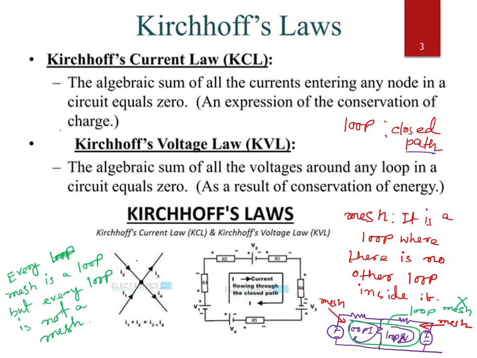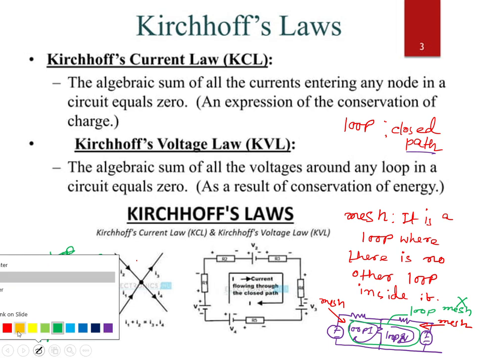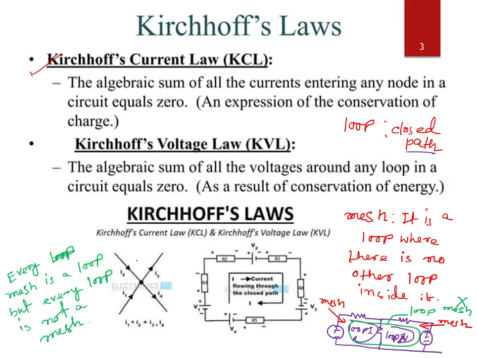Now comes Kirchhoff's current law. What is Kirchhoff's current law? The algebraic sum of all currents entering any node in a circuit equals 0. What does it say? Suppose this is a water pipe, and from here there are two paths. Suppose water is coming from here and it has two paths. So this is incoming, this is outgoing.